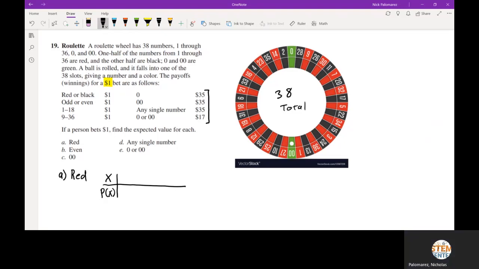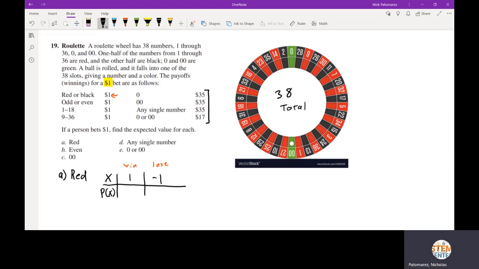So if we bet $1 on red, let's label this. Here's our win and here's our lose. We win $1. That's what it says. For red or black, we win $1. We will be using this value here. And if we lose, then we are minus $1.